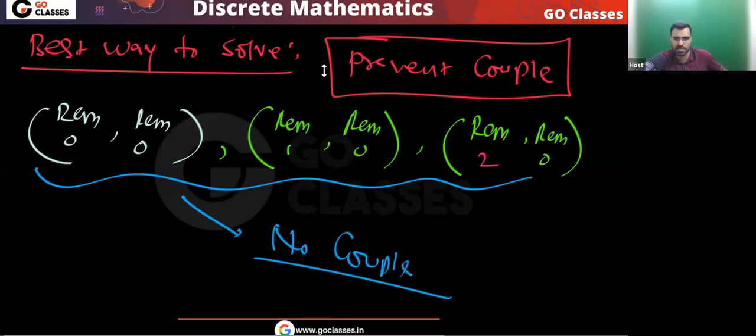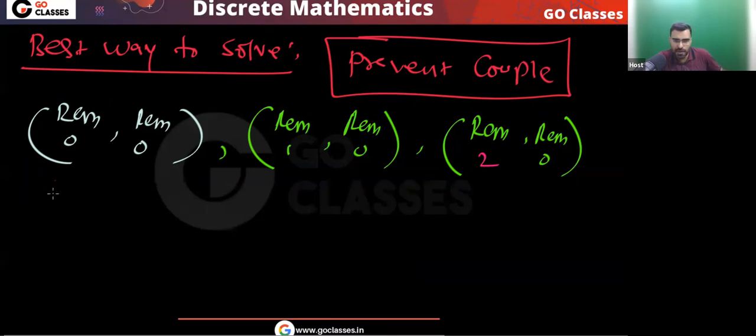Now you tell me what is the next. Can I prevent the couple in the fourth ordered pair? Yes, I can prevent the couple. See, here whatever I do, either that will match with this or with this or with this. But I can change this.